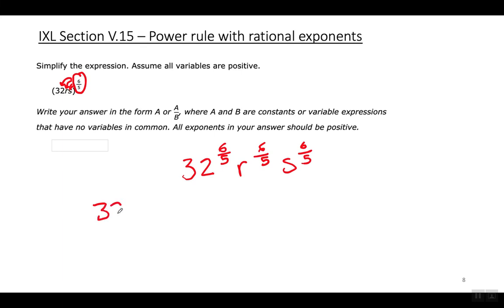All right, so I'm going to get the 5th root of 32 to the 6th power. Remember in the previous lesson I said to memorize what the 5th root of 32 is because it comes up a lot. So let's do that real quick.